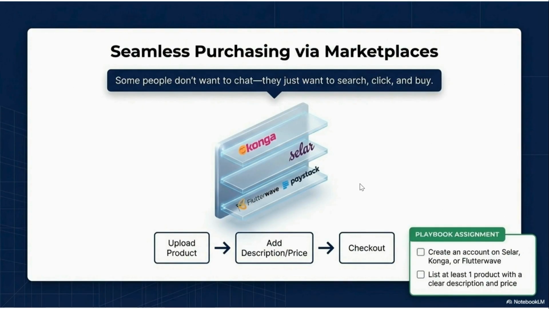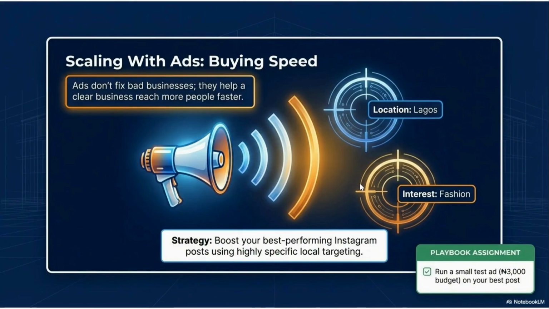Okay, and these are other marketplaces you can place your product on. Seller, on Konga. You can also have Flutter Wave and Paystack. Okay, upload your product, add the product description. Okay, and then another thing you can do to be found online, another strategy is ads. Okay, this is actually the fastest. Ads are the fastest ways to get customers online, because you can target by location.